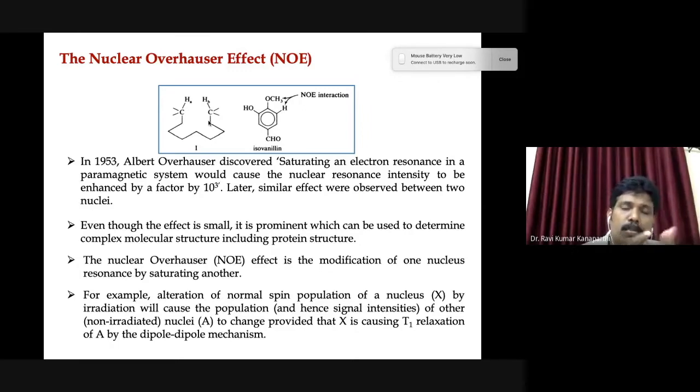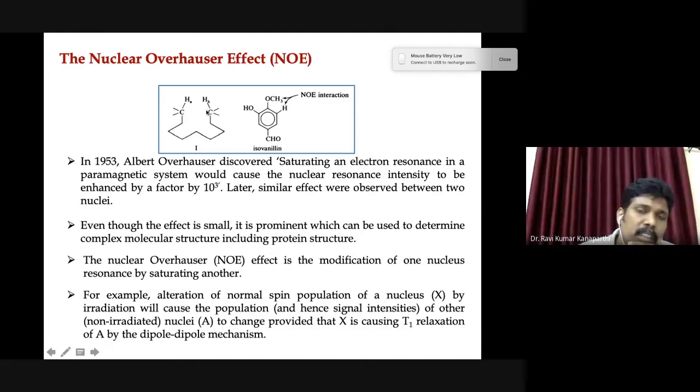The orientation of one nucleus's spin will be transmitted through the bonds to the other nucleus, and as a result we see splitting. That is a different thing. I'm saying that this nuclear Overhauser effect usually takes place through space. Through space, protons A and B are connected here, and then they interact.